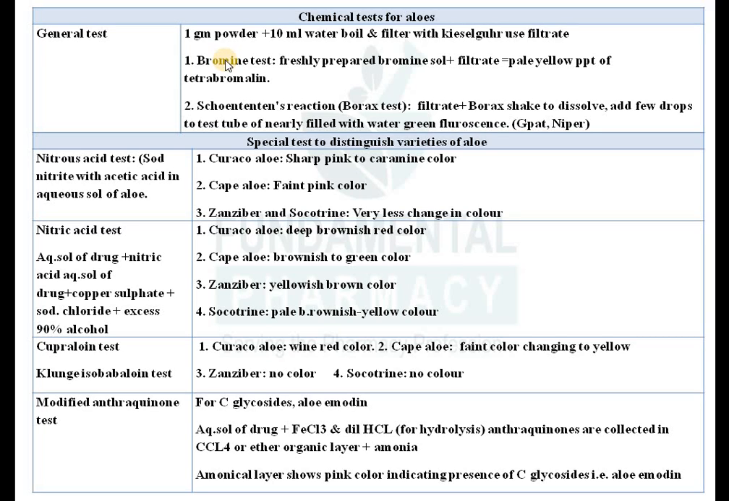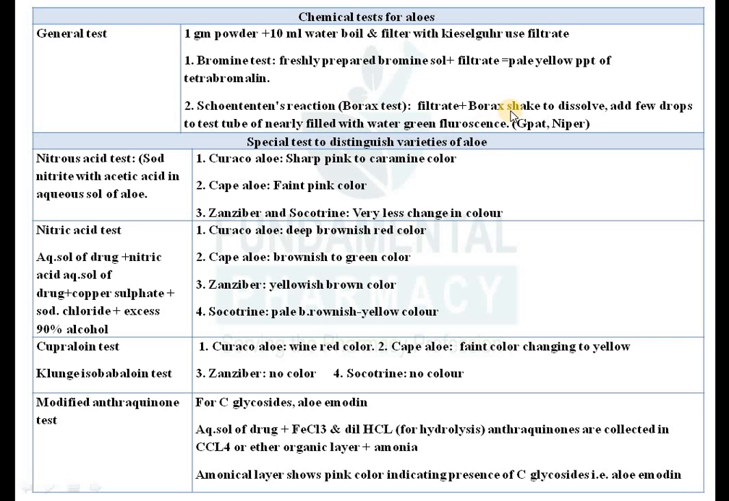So now filtrate plus bromine, freshly prepared bromine solution. So filtrate plus freshly prepared bromine solution, you will get a pale yellow precipitate of tetrabromoaloin. तो यहाँ पे टेट्राब्रोमोलिन फॉर्म होता है, ब्रोमीन वाटर प्लस, मतलब जो भी आपका बारबेलोइन होता है वो बारबेलोइन ब्रोमीन के साथ कंबाइन होता है, टेट्रा बारबेलोइन बनता है। Schoenteten's test, it is also known as borax test.